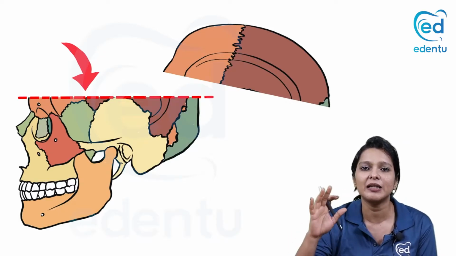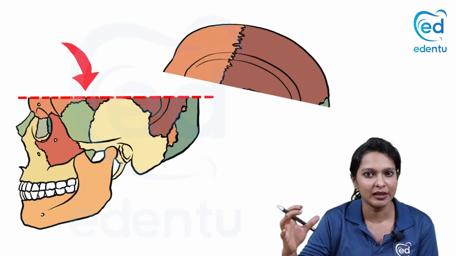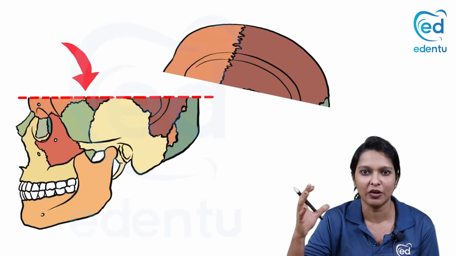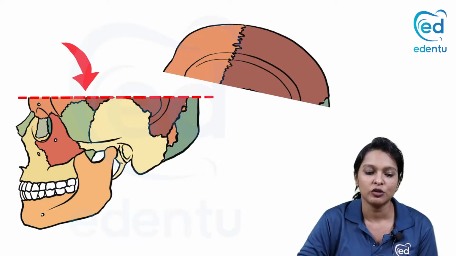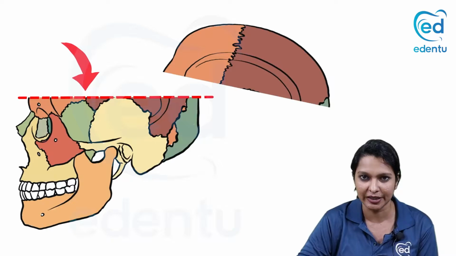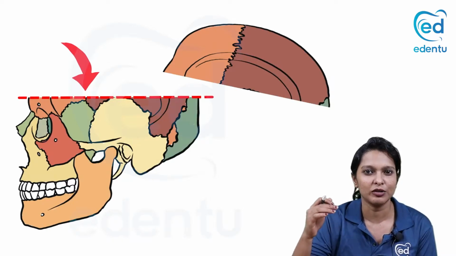So that is basically the place where the brain sits. The cerebrum and the cerebellum, all of that will be resting on that part. That is the cranial fossa. So we'll be looking at it after sectioning it in this way, from above.